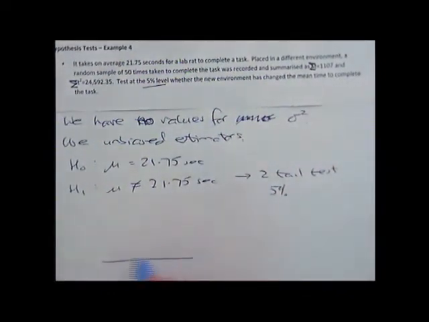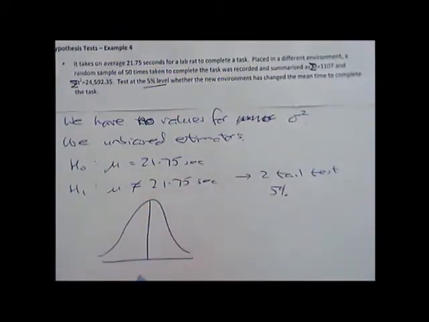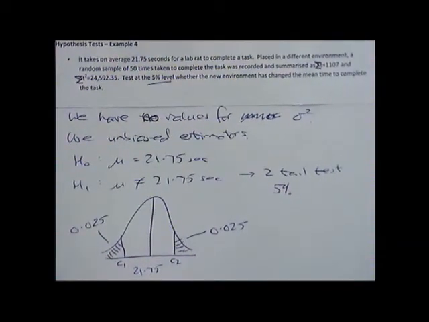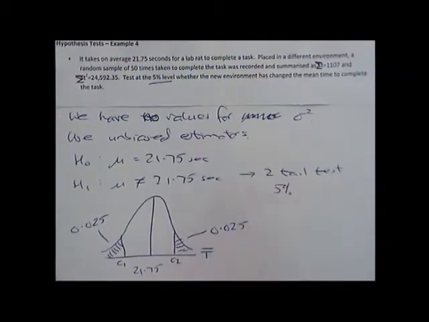Okay, so cue a drawing. We've got a mean of 21.75. We've got a two-tail test. 5% split between each tail, so there's 0.025 as a decimal in each tail. And I will need to find one of two critical values, a lower critical value and an upper critical value, one for each tail. So this is all to do with T, or T bar, because we are looking at the sample information.